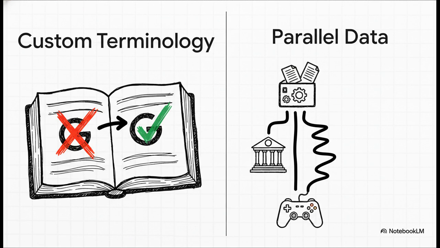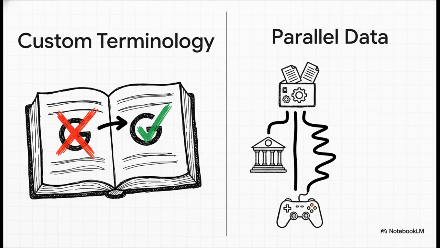First up is custom terminology. Think of this as your own personal dictionary or rulebook. It's perfect for making sure brand names, product models, or company jargon are always translated the way you want. The second tool is parallel data. This is less about specific words and more about the overall style and tone.